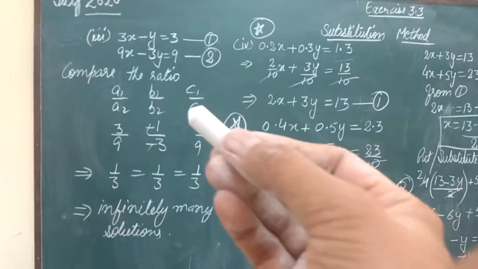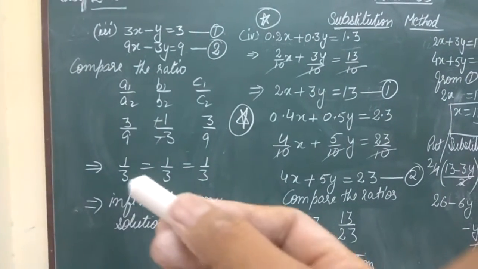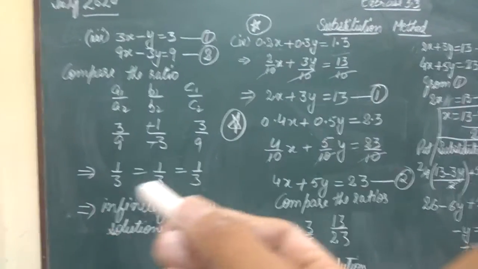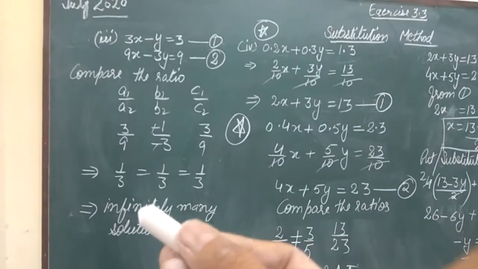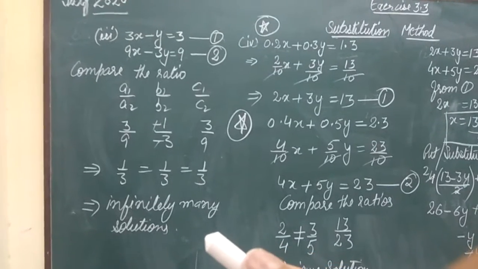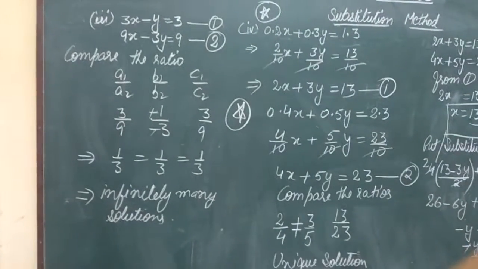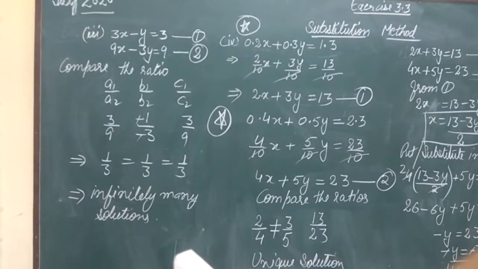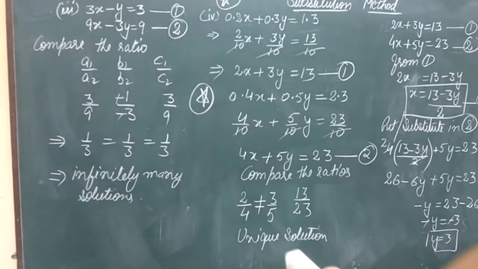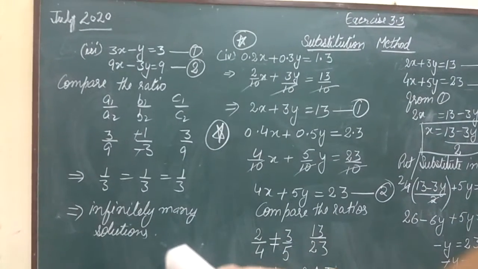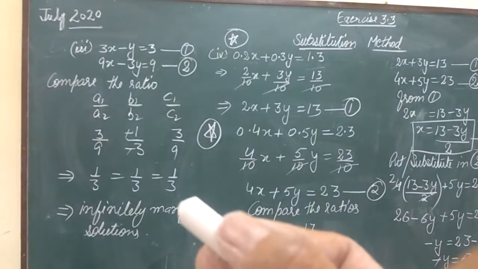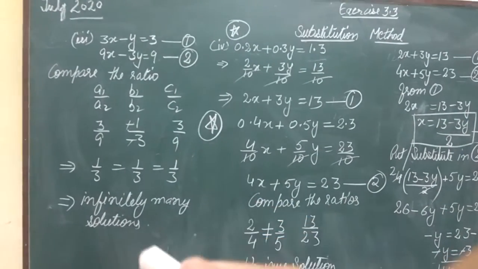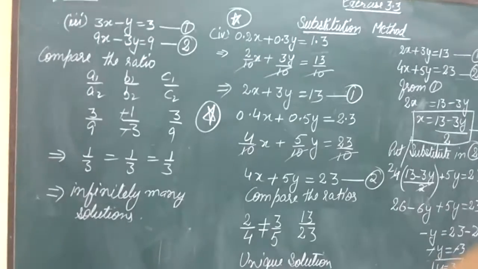Because on comparing the ratios of these two equations, we see that A1 by A2, B1 by B2 and C1 by C2, all the three ratios are equal. That means infinitely many solutions will be there. So I told you in the first exercise and during the table that we have to find the solution in case the solution is unique. If we get no solution, meaning C1 by C2 is not equal, or all are equal, then we need not find the solution.